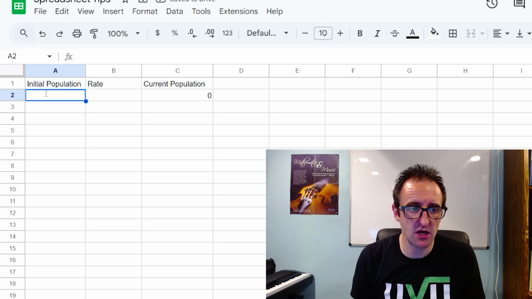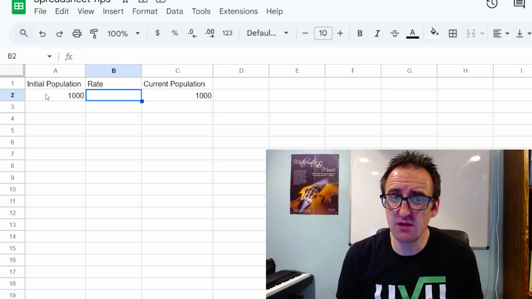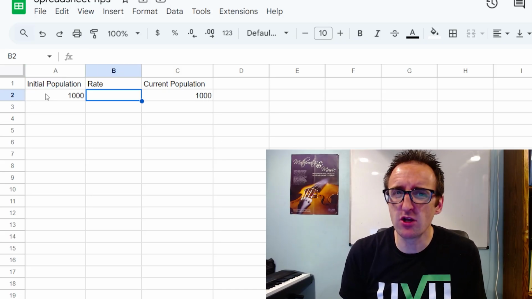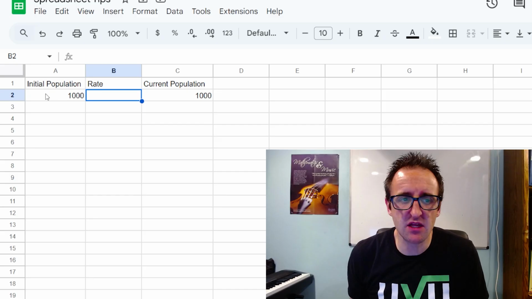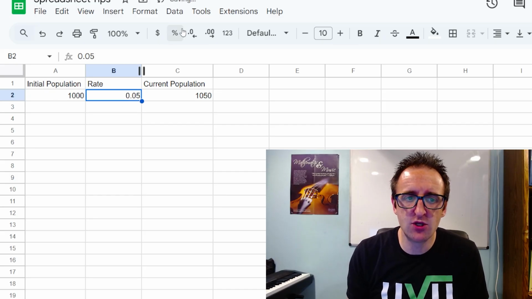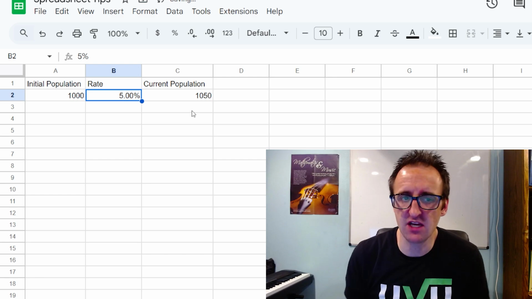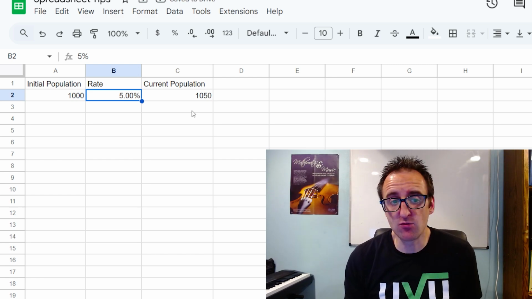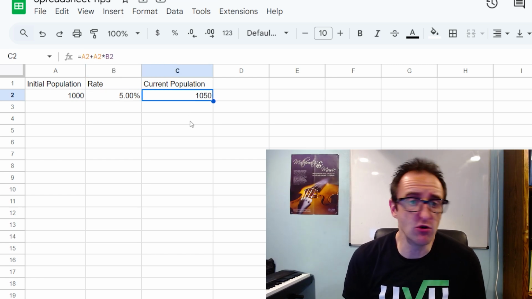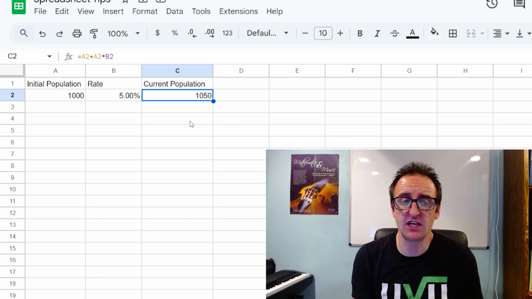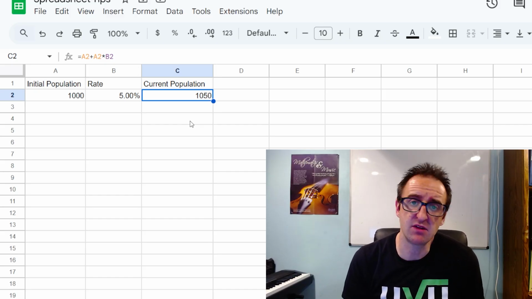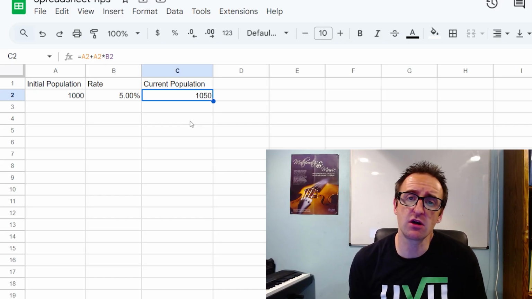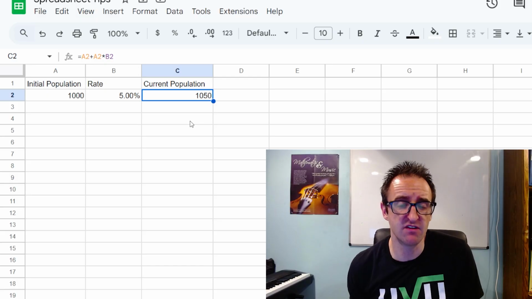Let's say we start with 1,000 people. This growth rate is going to be a decimal value that we're going to convert into a percentage. Let's put in something like 0.05, and we'll convert that value to a percent. So this is a 5% growth rate. And so that means that after 1 year, the population has grown by 5%, which is precisely what we found here. 5% of 1,000 is 50, and so the current population is now 1,050 at the end of the year.